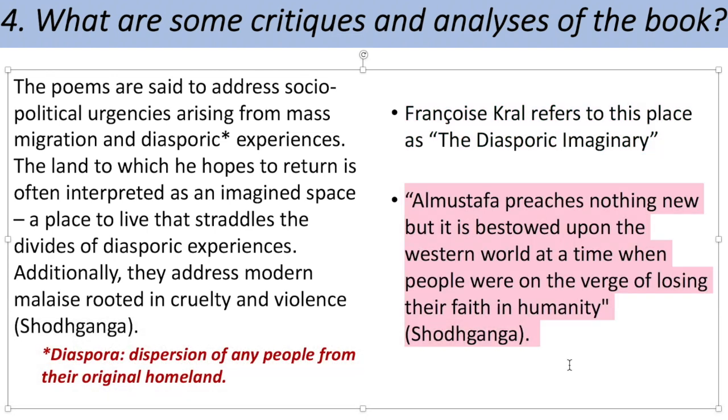Almustafa preaches nothing new, but it is bestowed upon the Western world at a time when people were on the verge of losing their faith in humanity. This is what makes the book so relatable to different types of people. At the time in the Western world, they were experiencing a real loss in faith. It was post-war, people were struggling, racism was high as always. We had a lot of problems going on, and people were really unhappy.